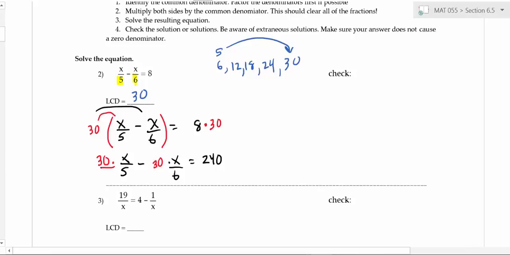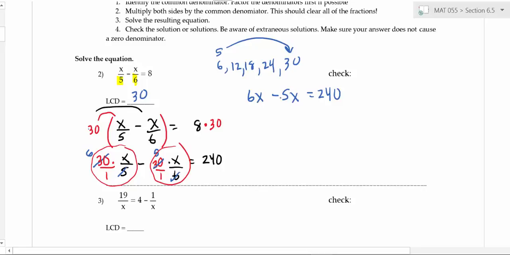Now, what are you going to do with the 30 over 1 and the x over 5? You're going to reduce, right? Okay, you're going to reduce because that's why we multiplied by 30 anyway. So 30 divided by 5 is 6. So that's going to give you 6x as the result of that. The next one, 30 divided by 6 is 5. So that's going to give minus 5x. Then that's equal to 240. Okay, so you've gotten rid of the fraction. All you did is 5 goes into 30 6 times, 6 goes into 30 5 times.